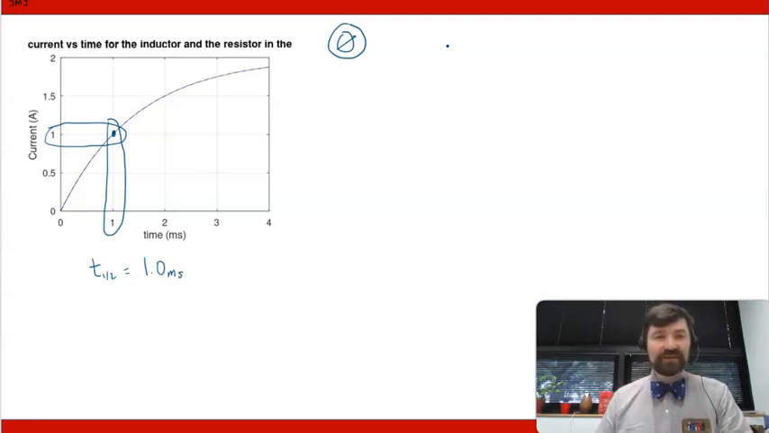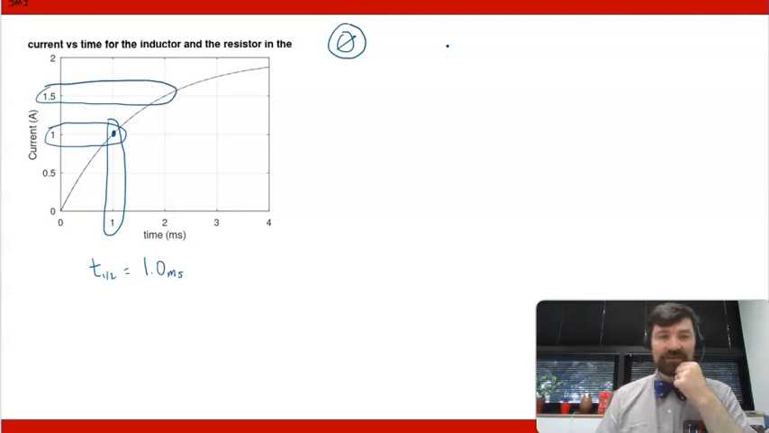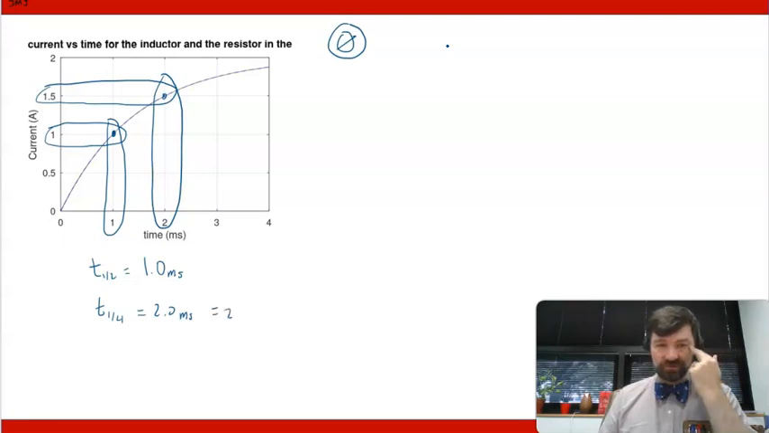To verify that, after 2 half-lives, or in other words a quarter life, I expect to have reduced the distance between where I am now and where I'm going by a factor of 2. So if I'm at 1 and 2 is the final value, I expect to be at 1.5. Now I look for where 1.5 is, and the answer is it's right here. And sure enough, t 1/4 is equal to 2.0 milliseconds, which is 2 times t 1/2 as expected.